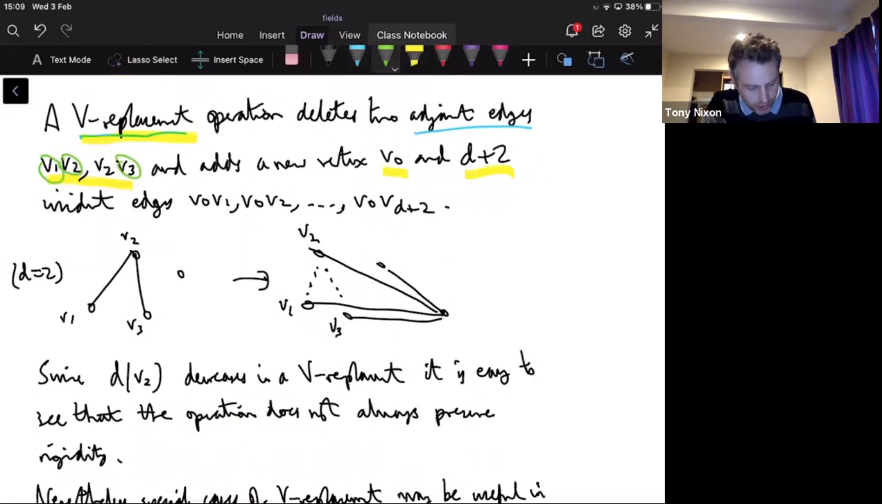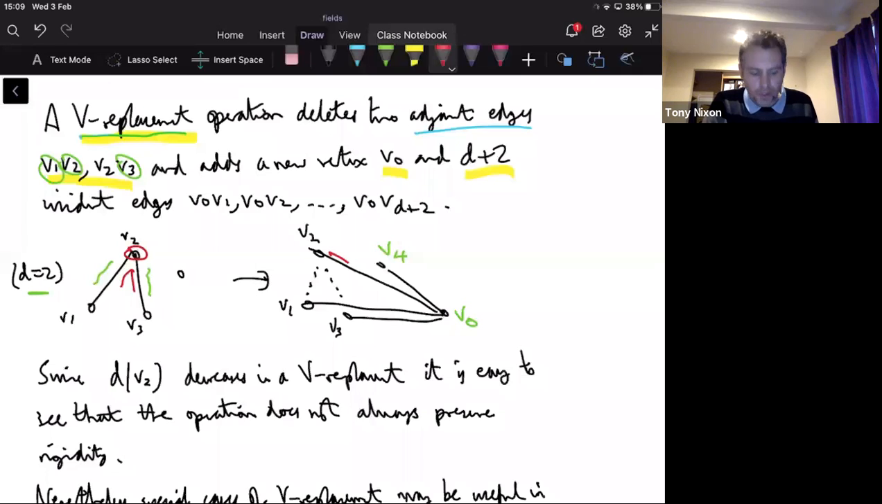So here's a picture of this operation when D is 2. Say you delete the edge V1 V2, the edge V2 V3, you add a new vertex V0, and you join it to V1, V2, V3, and to some other vertex V4. Okay, but notice what happened here. If I look at this vertex, it lost 2 edges and it only gained 1. So the degree of V2 went down.